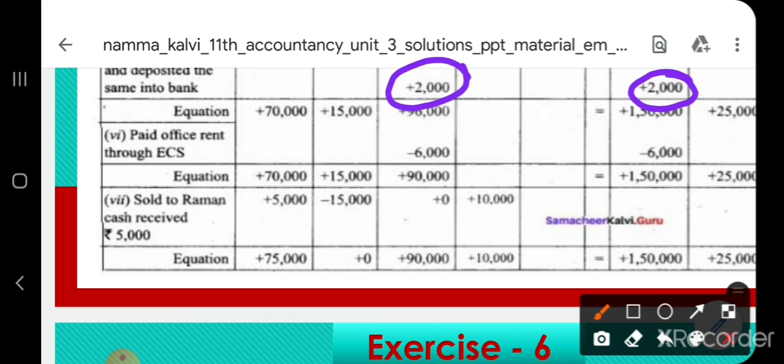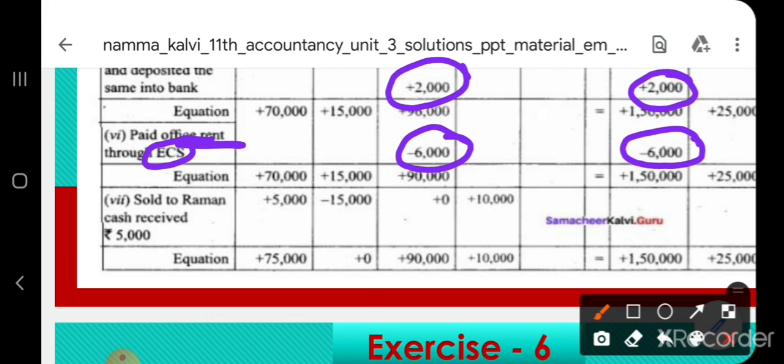Next one. Paid office rent through ECS. ECS means it is a bank transaction. Okay. So the payment is made through bank. In bank, the amount gets reduced by 6,000. And paid office rent. Office rent is your expenses. Any expenses will have an effect in the capital. So in capital, you will write minus 6,000.